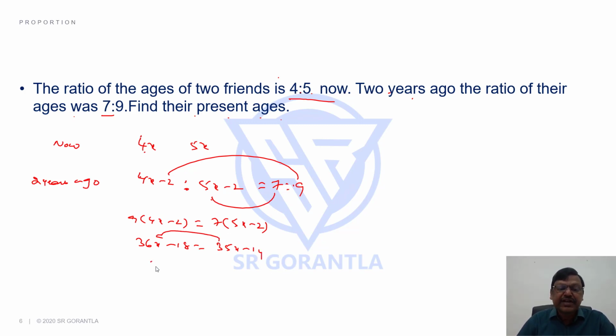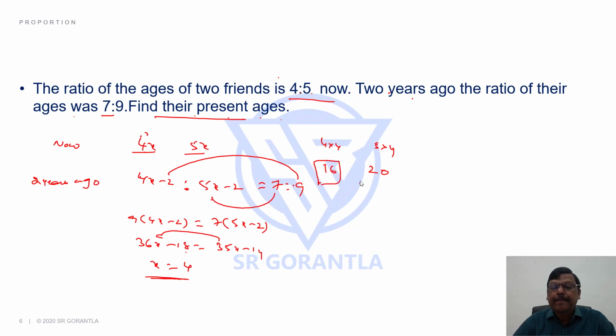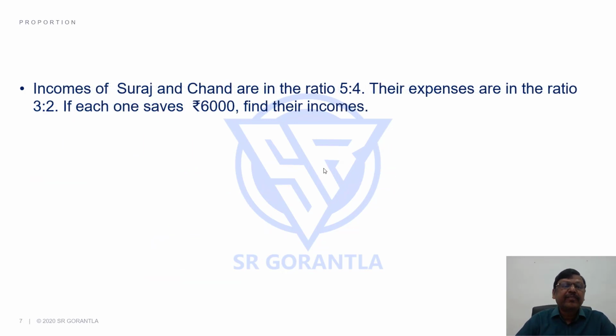If x comes this side, x equals 4. Once x equals 4, now we are interested in their present ages. The present ages are 4x and 5x. 4 into 4 and 5 into 4, that is 16 and 20. This is our answer. Right? Let's take up one more.